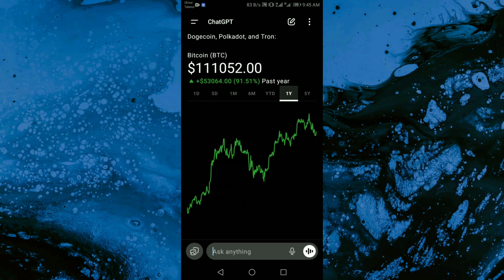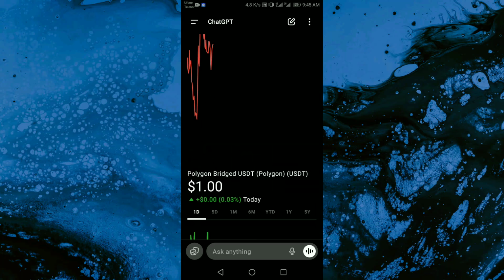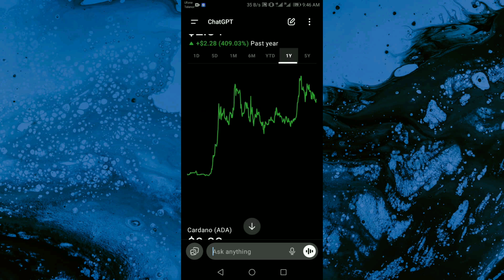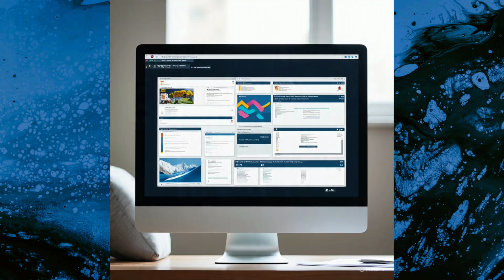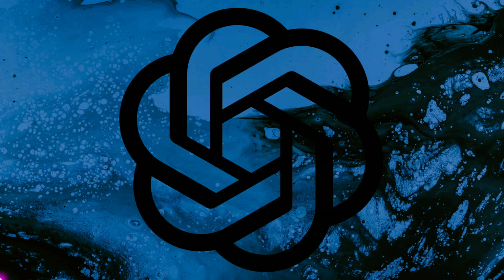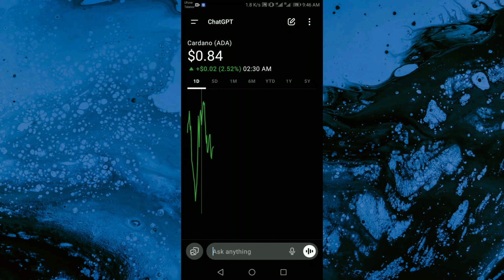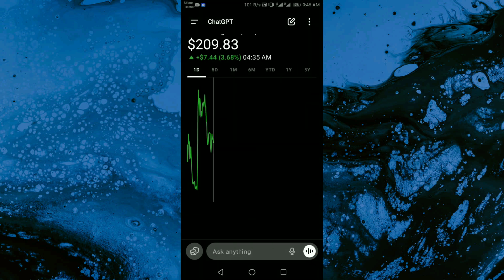Welcome everyone. Today, I'm going to show you something very useful. If you want to check the price of any cryptocurrency, you don't always need to go to complicated trading websites. You can simply ask ChatGPT. Just type the name of the coin and request the current price, or even ask for a graph, and ChatGPT can generate helpful information for you.